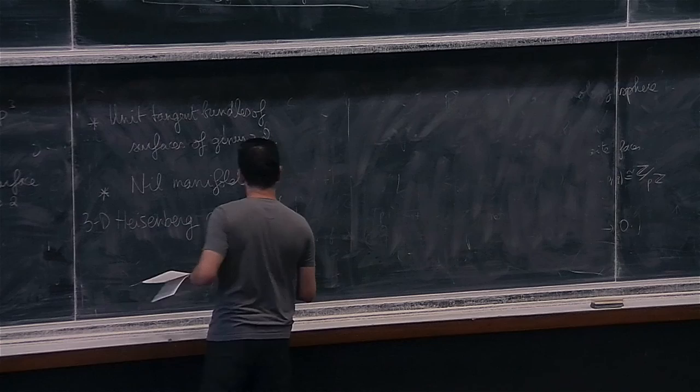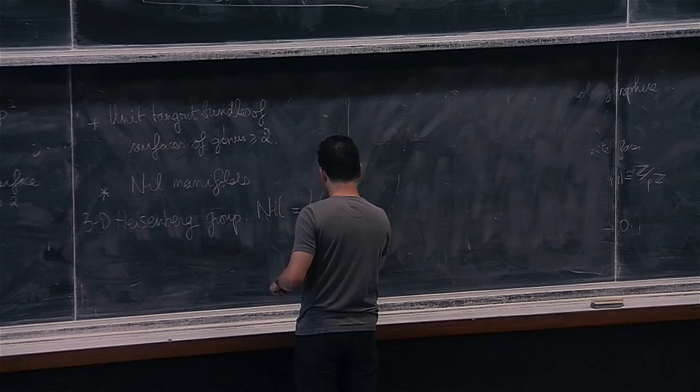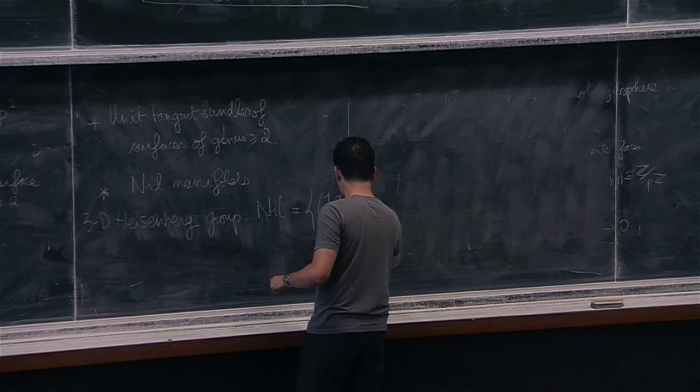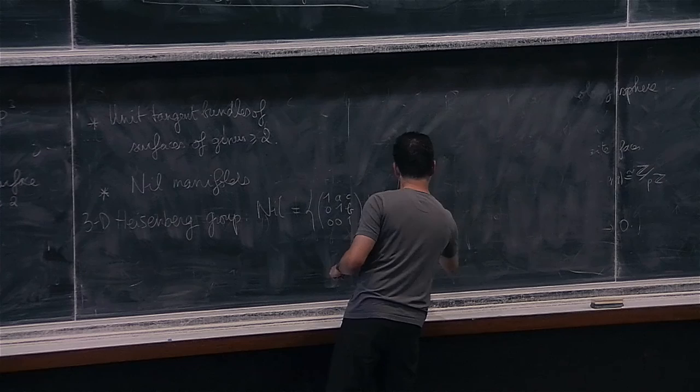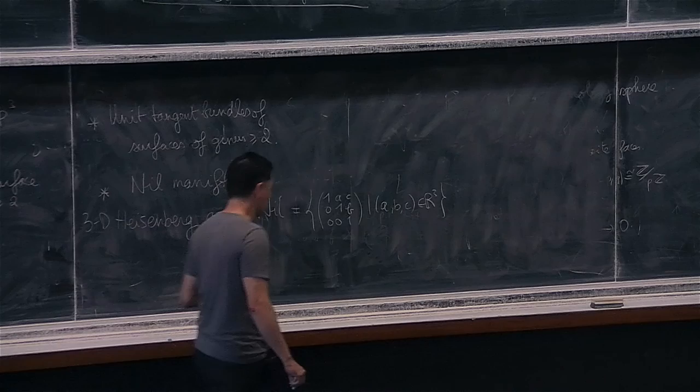Which I denote here by nil. So that's a matrix group. You take the set of all 3x3 matrices of the form with 1 on the diagonal, 0 below the diagonal, and then anything, real numbers, let's say a, b, c in those places. So that's a Lie group, a three-dimensional Lie group. The group law is just multiplication of matrices.